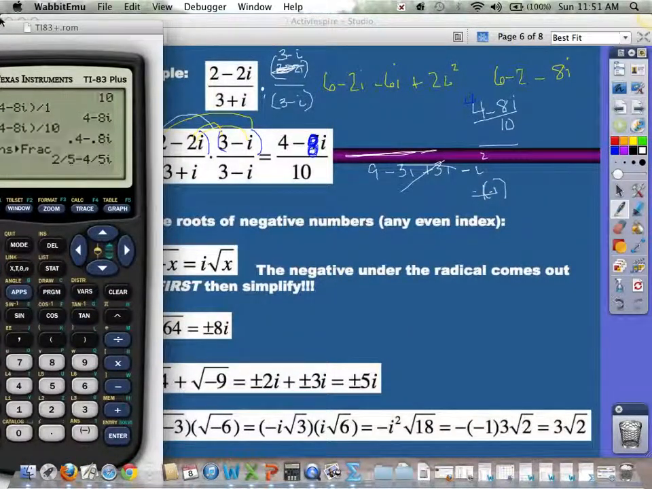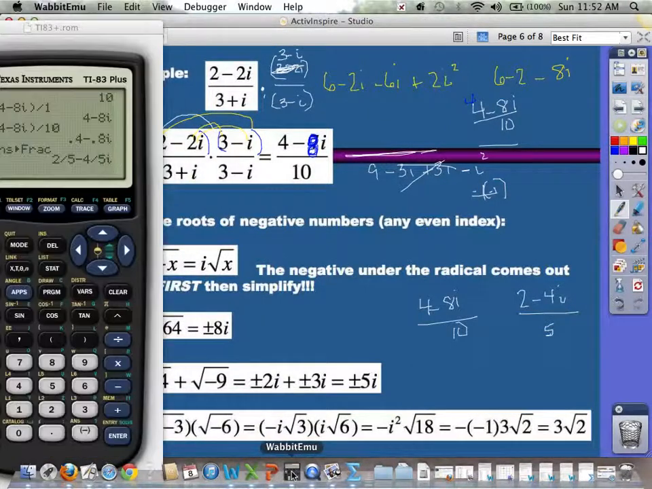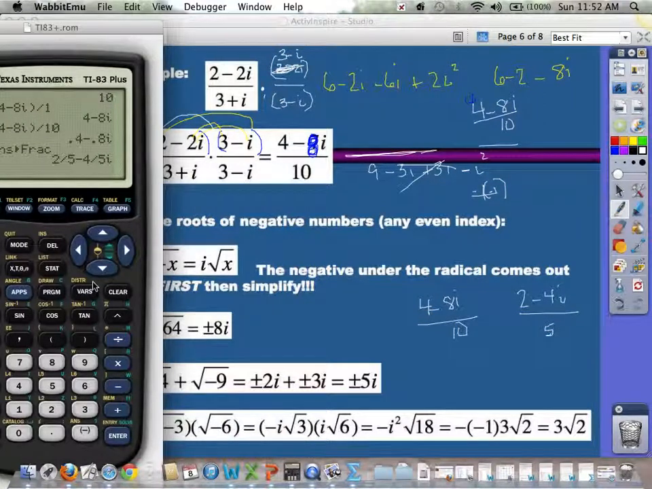This will be, so we have, I'm going to write it down here, and then I'll clean all this mess up. It'll be 4 minus 8i over 10. Dividing out 2 from each, that'll be 2 minus 4i divided by 5, right? Well, notice what your calculator had. It had 2/5 minus 4/5 i. That's exactly what I've got here. 2/5 minus 4/5 i. Okay?